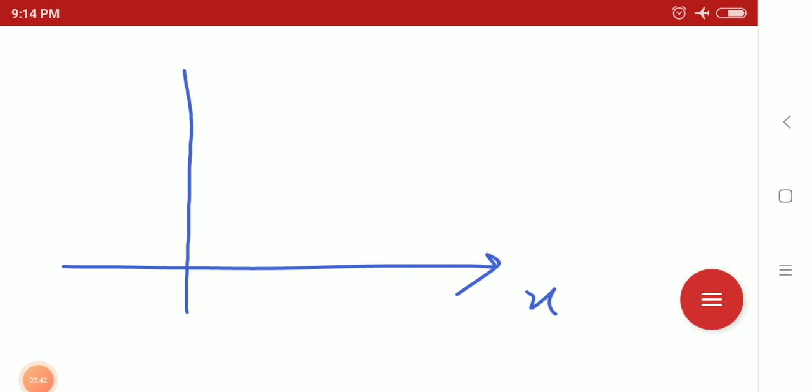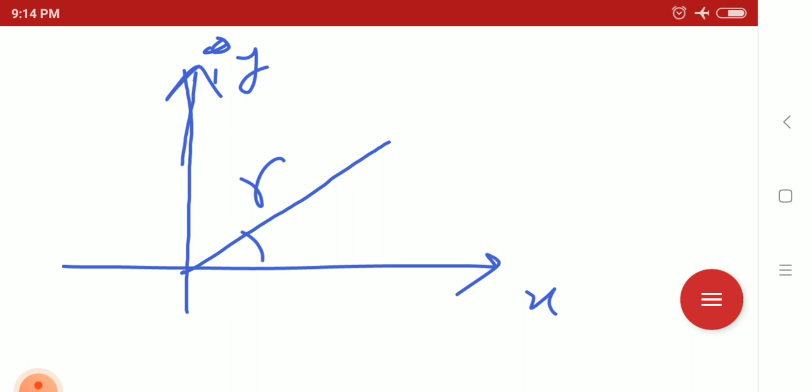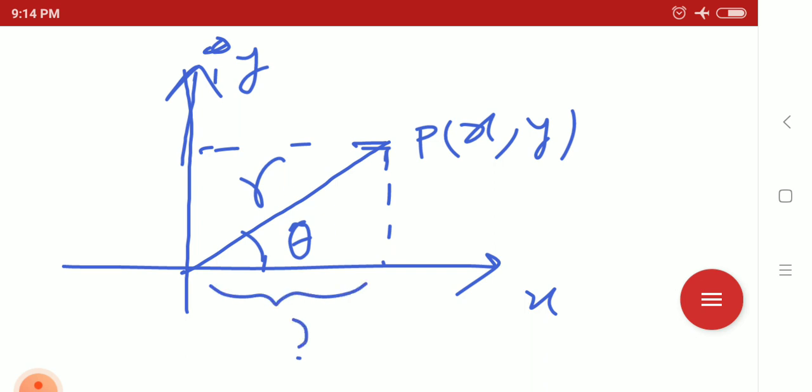Here is x, here it is iota y. Okay, here x and here it is iota y. Now draw a line r that is making an angle theta with respect to horizontal. This is a line. Suppose this point is P, and here it is (x, y).